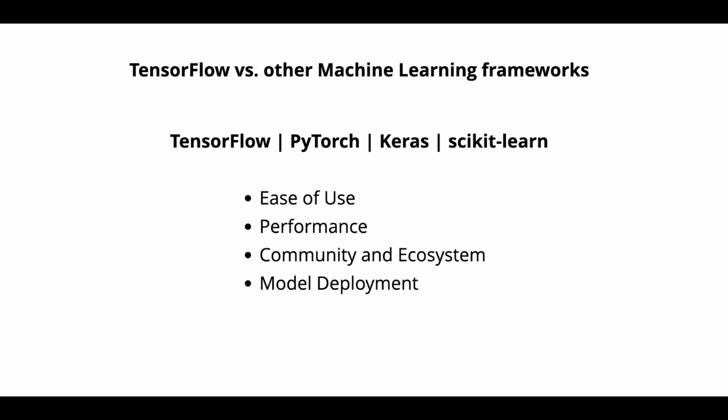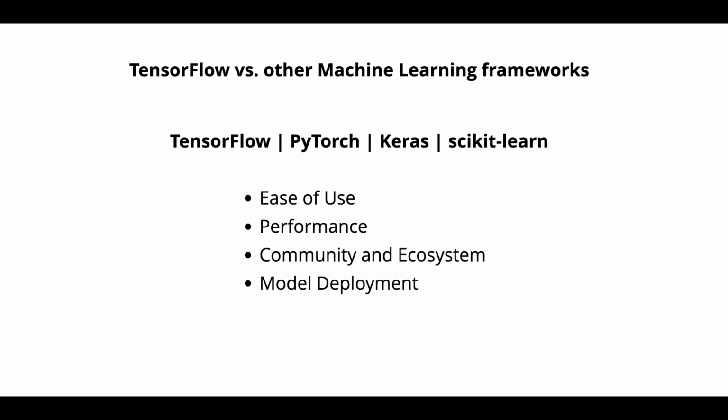PyTorch is known for its simplicity and ease of use, with an intuitive and Pythonic API that facilitates rapid prototyping and experimentation. Its dynamic computation graph approach allows for more flexible and intuitive model development compared to TensorFlow's static computation graph. Keras is a high-level neural networks API that runs on top of TensorFlow, Theano, or Microsoft Cognitive Toolkit (CNTK).